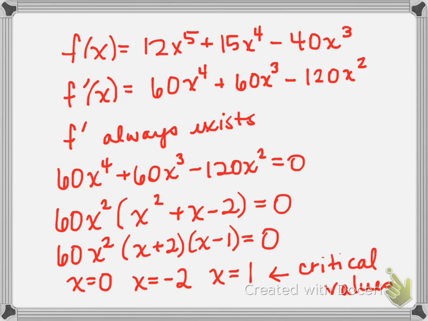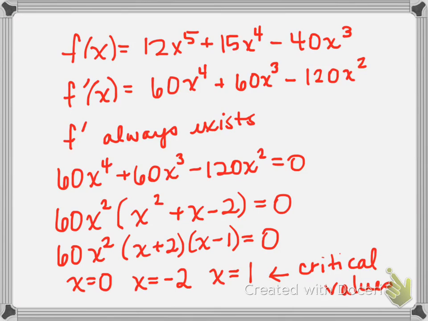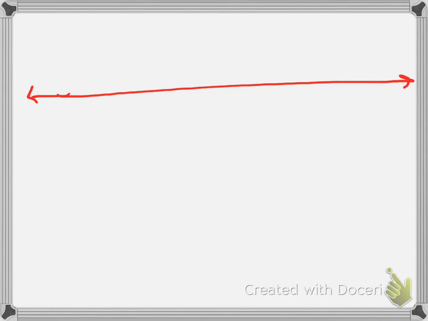So I found my critical values. Now what do I do with them? Now I'm going to take them and put them on a number line and try to determine how the first derivative might change sign near those critical values. So what did I have? I had, let's see, negative 2, 0, and 1. Since this is a number line, I want to write them in order. Down at the bottom, these are my x values.